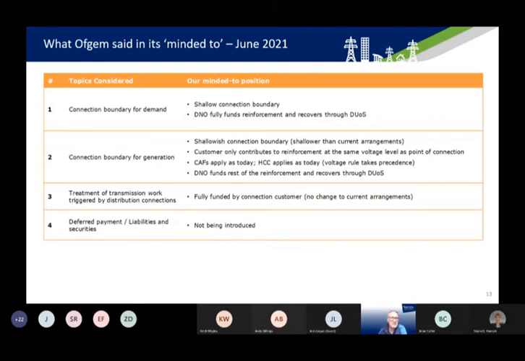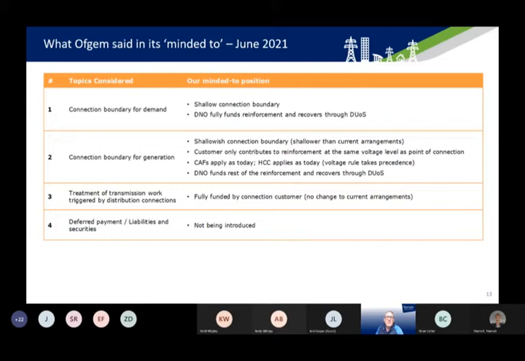For generation, slightly different, they were going to retain a shallowest connection boundary, but shallower than current. So in practice, that was proposing that generation connections would only pay for reinforcement at the same voltage level as a POC, but they wouldn't pay for the one above. But they were planning to retain the high cost cap as applies today. So again, some change for generation, but not as extreme.